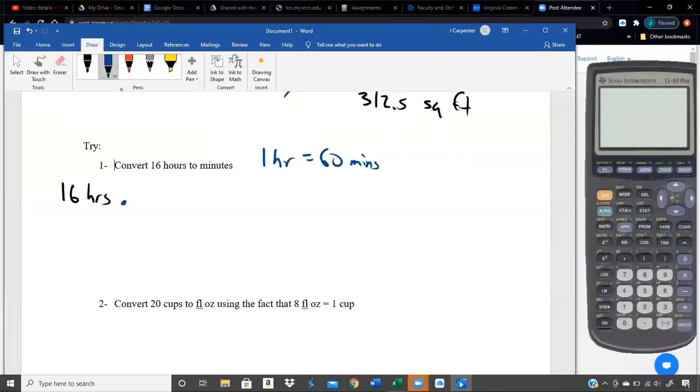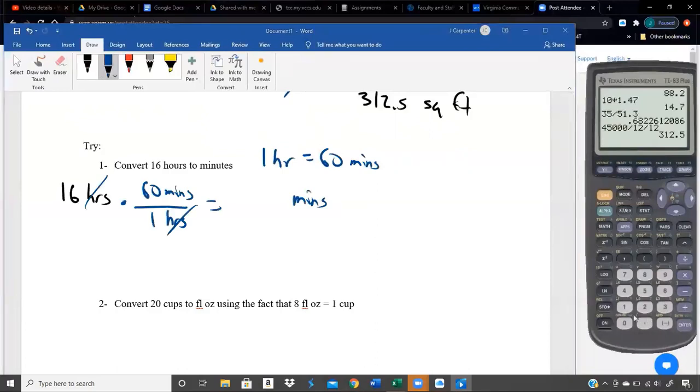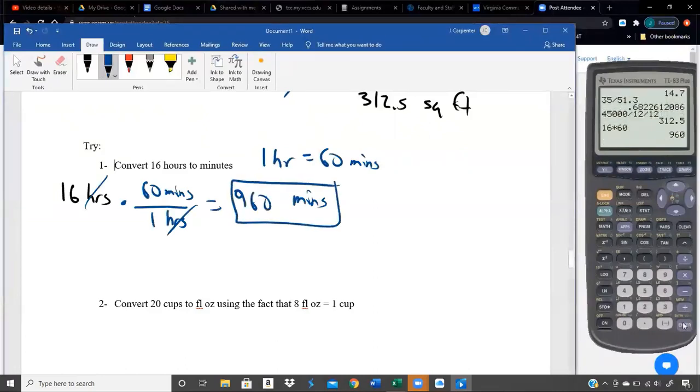So we're going to multiply by a fraction. Out with the old: the hours of the old were on top, so they go on the bottom so that they'll cancel. One hour makes 60 minutes. Hours are gone, and we'll be left with minutes for the answer. We take the 16 times the 60, which gives us 960 minutes. There we go. That's it.